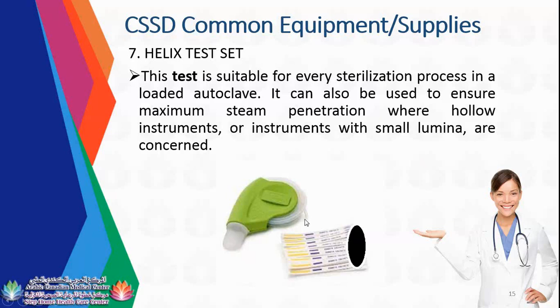As you can see on the device, there is like a straw line on the device. The steam will enter this small straw and will go directly to the bottom, on the edge. On this edge, as you can see, you need to unscrew this one and then put the chemical indicator inside. So once the steam enters the straw-like line, the steam will go to the edge and will change the chemical indicator from yellow to purple, dark purple, or yellow to black. It depends on the manufacturer.